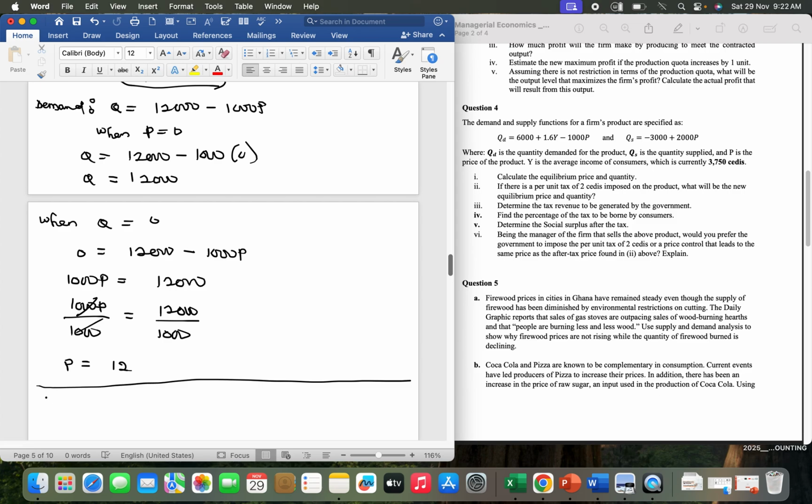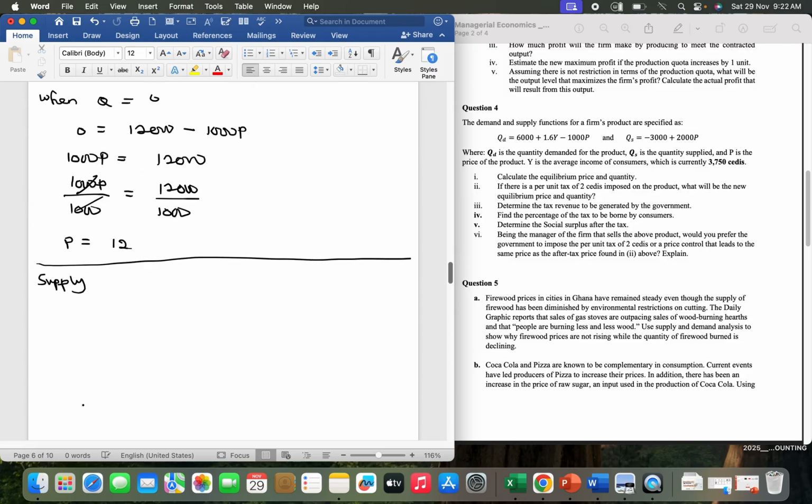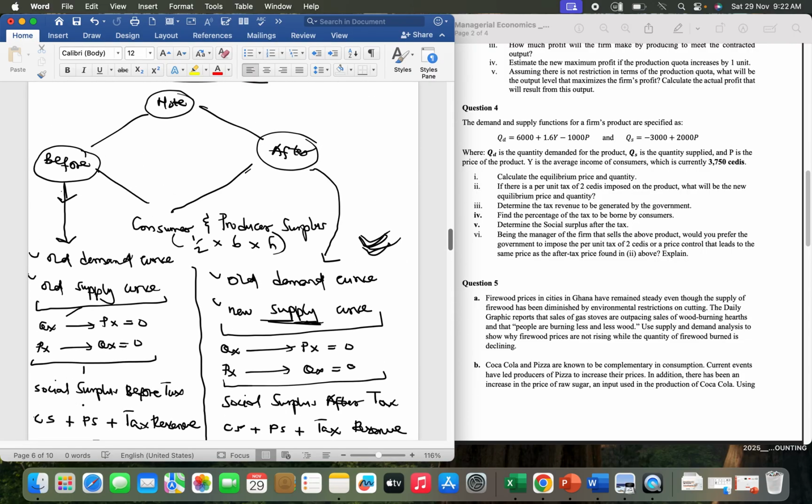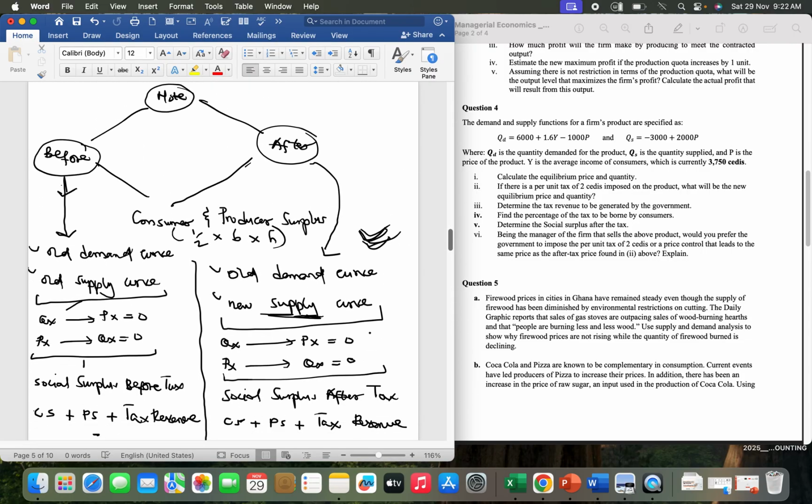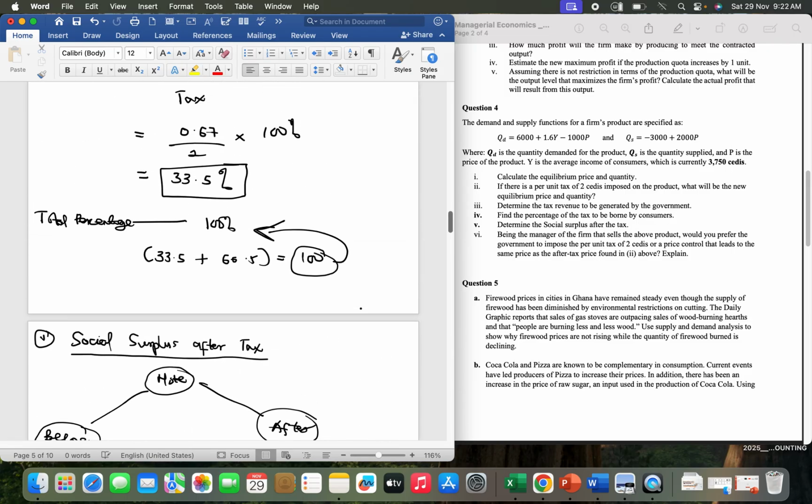Now I'm about to do for what? Supply. I told you that this is after, so I will use the what? New supply function, not the old. Check the criteria I gave to you here. We use what? New. If it's before, I'll use what? Old supply. This is after, so I'll use what? New. So let's go and pick the new supply function.